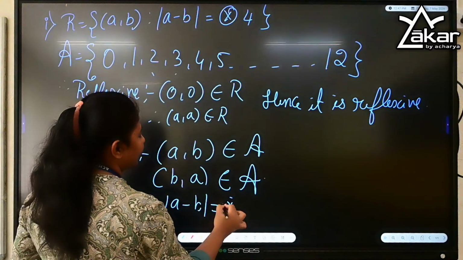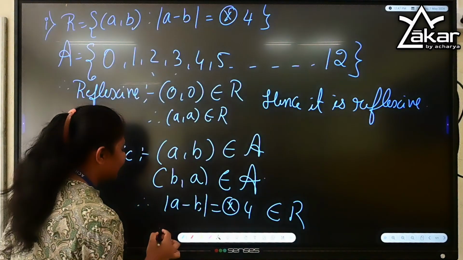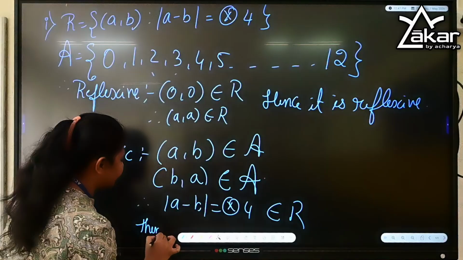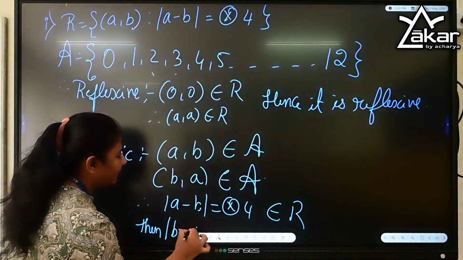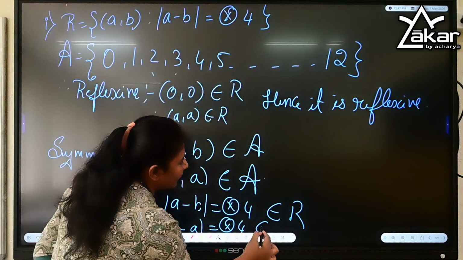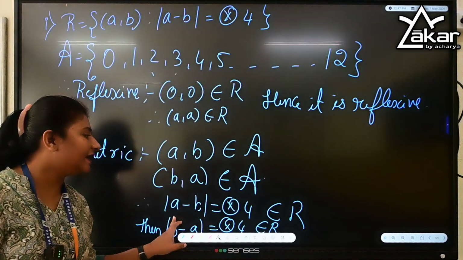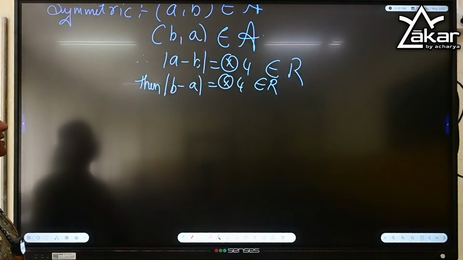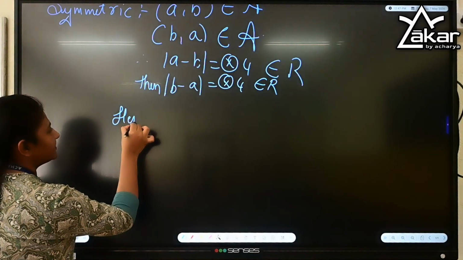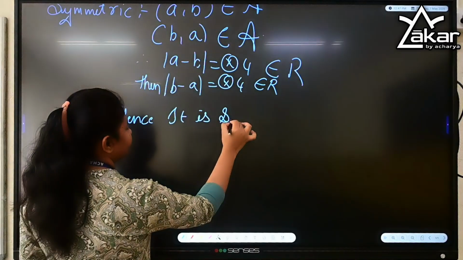So according to this, we can say that mod of a minus b is a multiple of 4 which belongs to R, which means we can also say that mod of b minus a is also a multiple of 4 which belongs to R. Hence it is symmetric.